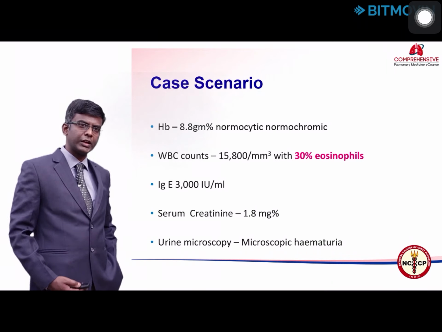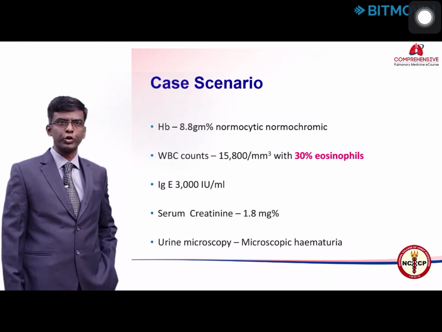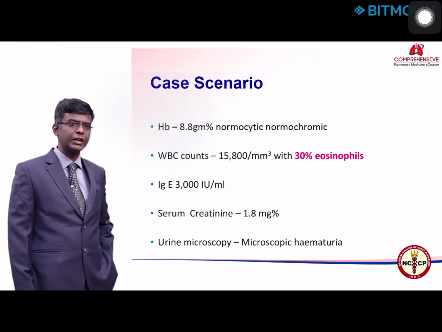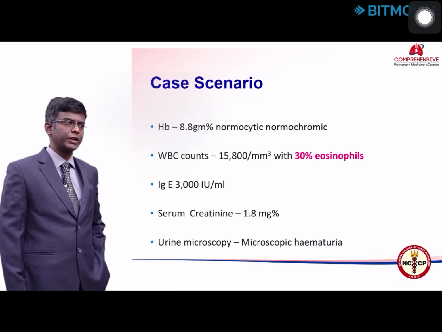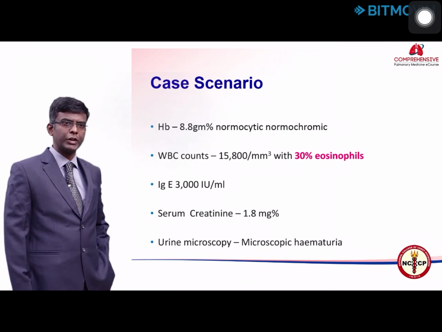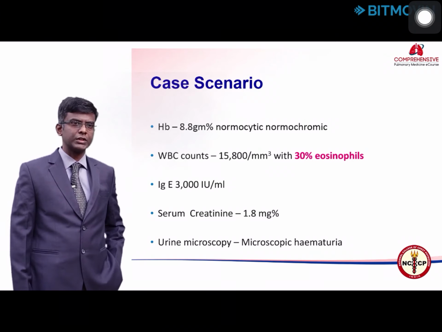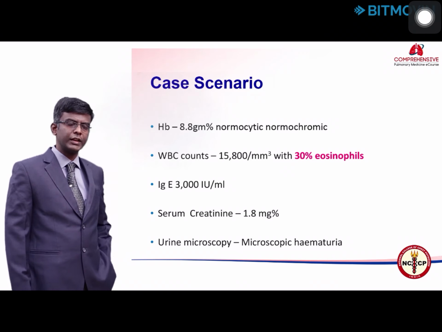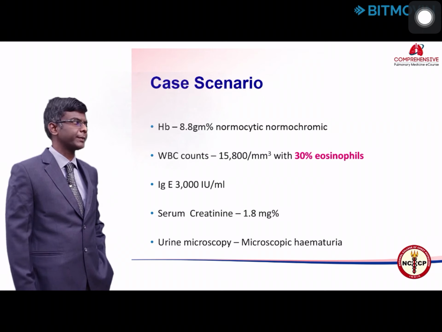So he was further evaluated, a blood count was done which showed normocytic normochromic anemia, and what was striking is peripheral eosinophilia with WBC counts of 15,800 with 30% eosinophils. IgE was highly elevated, his renal function showed derangement and urine showed microscopic hematuria.